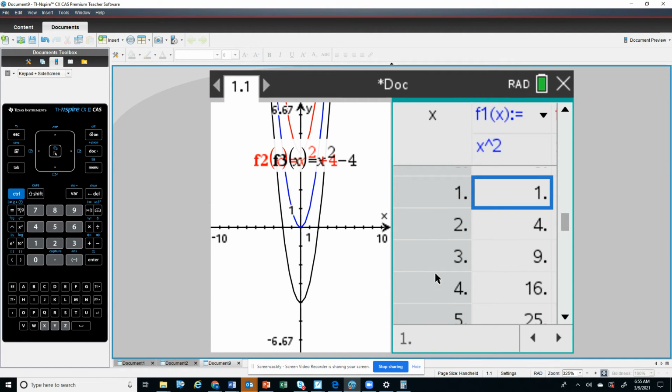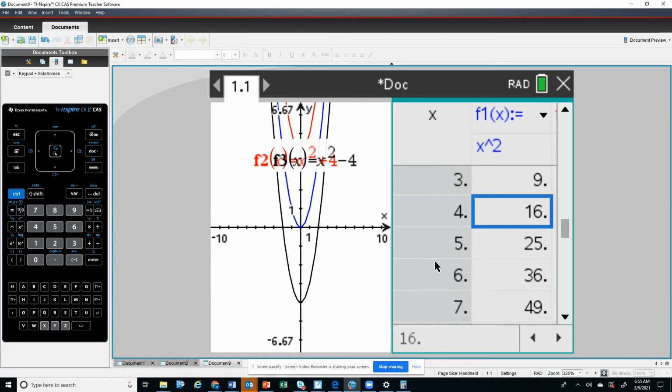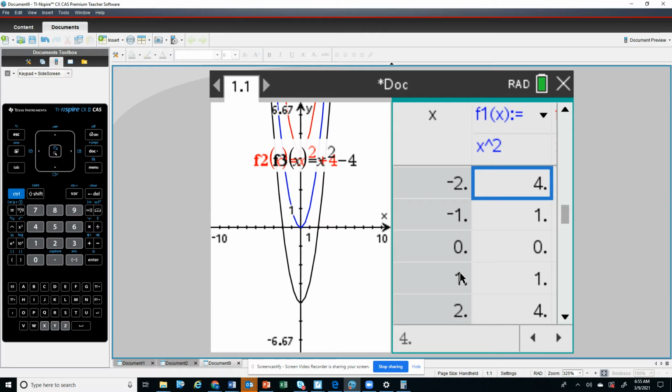Now, what you see now, the left column is the x values. It has negative values, and when x is 0, 1, 2. And this column right here is for the parent graph, x squared. And so these are the y values. Now, if you want to see the y values for the red graph, just scroll over. And these are the values for the red graph, x squared plus 4. And the other graph, the last one, the black one, is x squared minus 4.